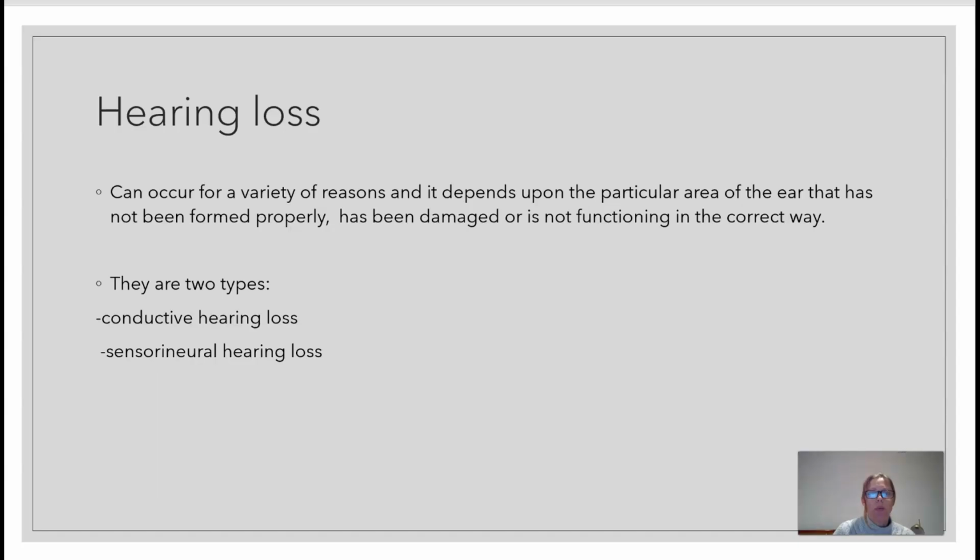So we're obviously looking at hearing loss, and as you're all aware, it can occur for a variety of different reasons, and it depends really on what part of the ear has been damaged or hasn't been formed properly. So we've got two types of hearing loss: conductive hearing loss and sensory neural hearing loss. And so we're going to look into those just a little bit more.